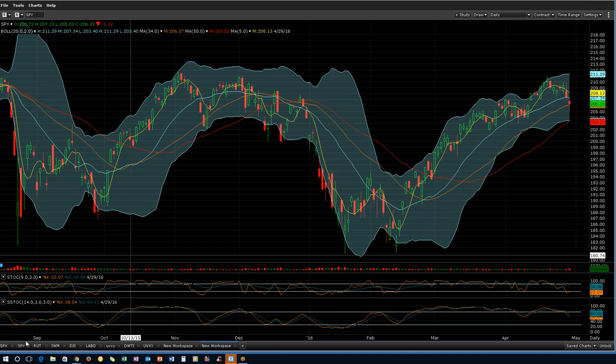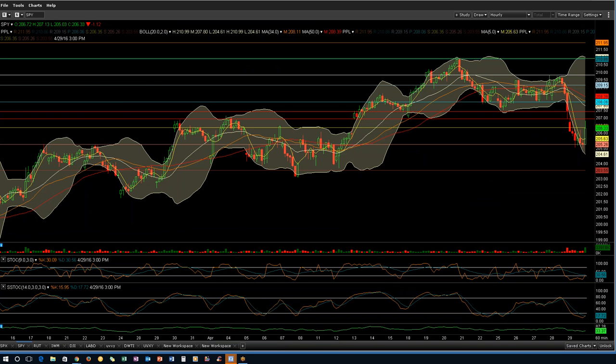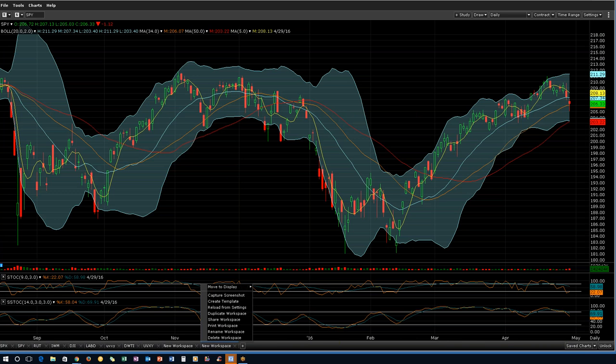Now I have it drawn here with all my lines and stuff. This is a 1 hour chart and you can obviously toggle back and forth. You have to toggle back and forth. So we're going to go rename workspace and I'm going to say SPY D, as in SPY daily.